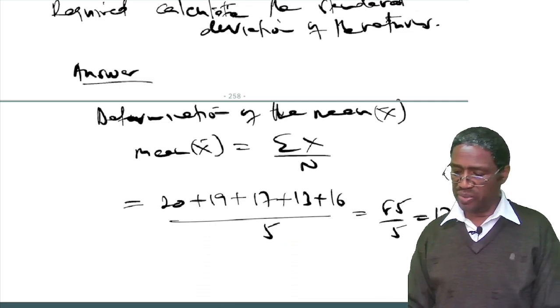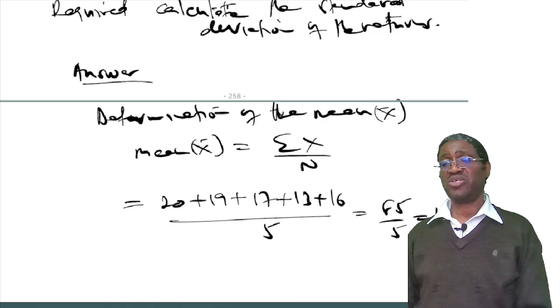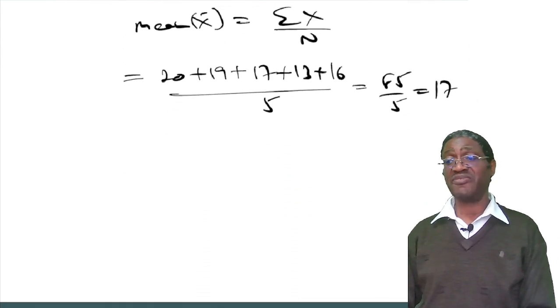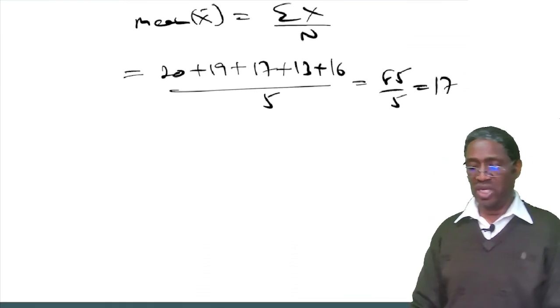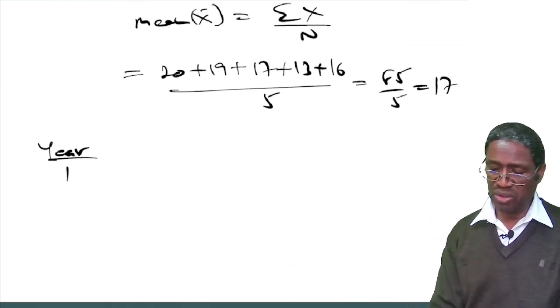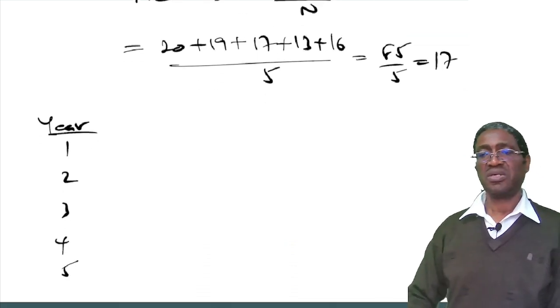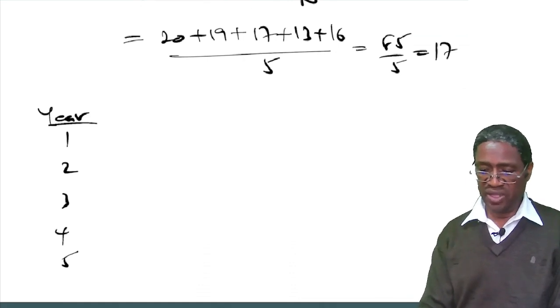It's 17%. So our mean is 17%. Now we can use it to get the standard deviation. Our mean is that. So let me have a column for the year. I want to prepare the table: year 1, year 2, year 3, year 4, and year 5. Then we have the returns.